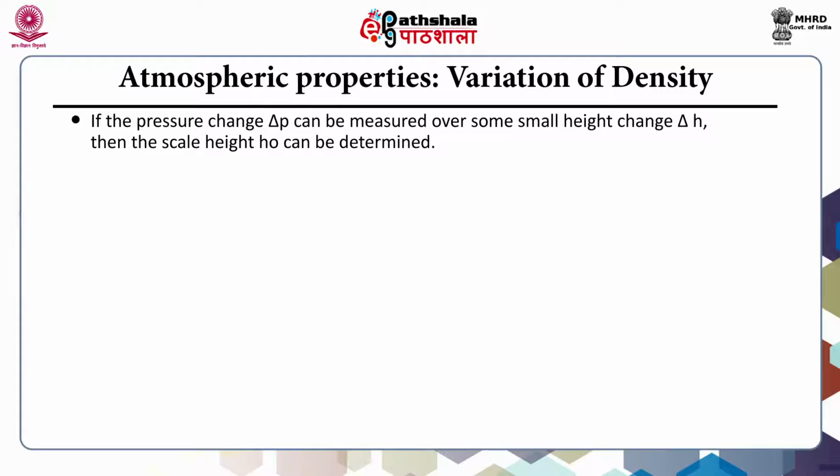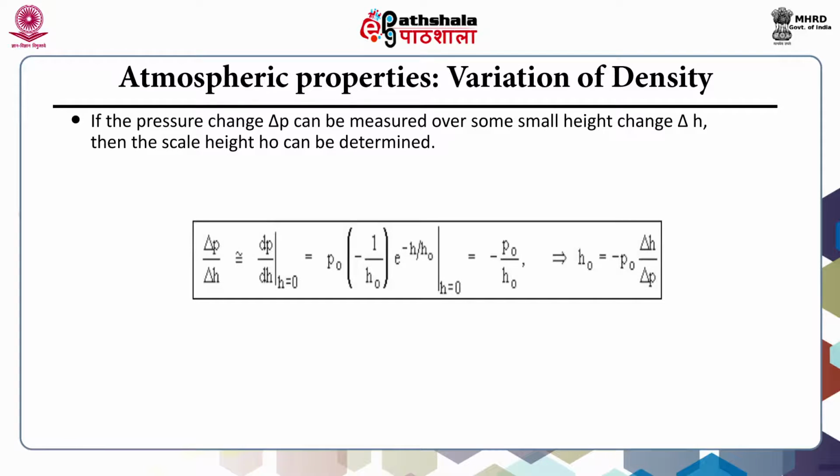If the pressure change is delta P, it can be measured over some small height change, delta H. Then the scale height h0 can be determined, since delta P by delta H is almost equal to minus P0 by h0, which gives h0 equal to minus P0 delta H by delta P.